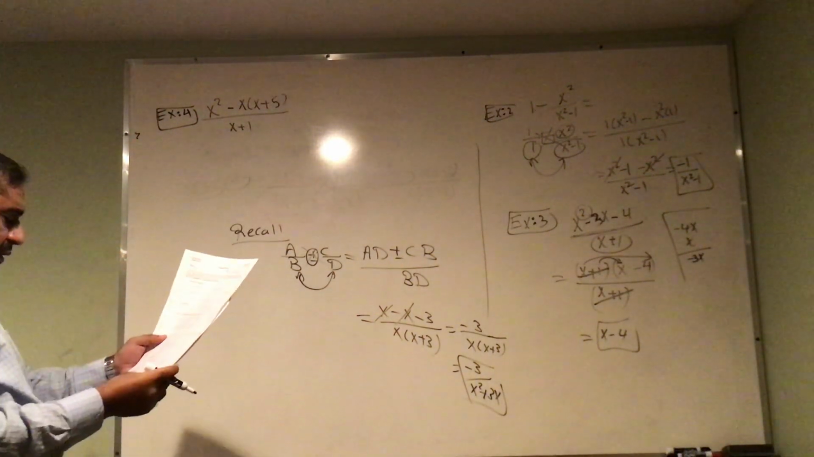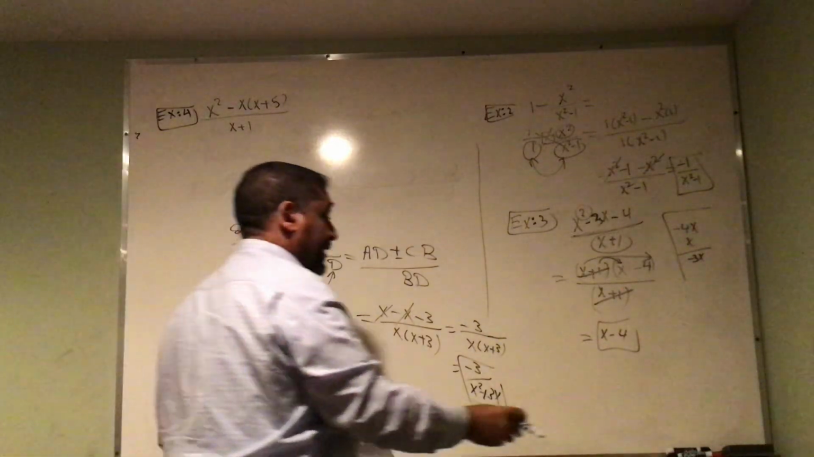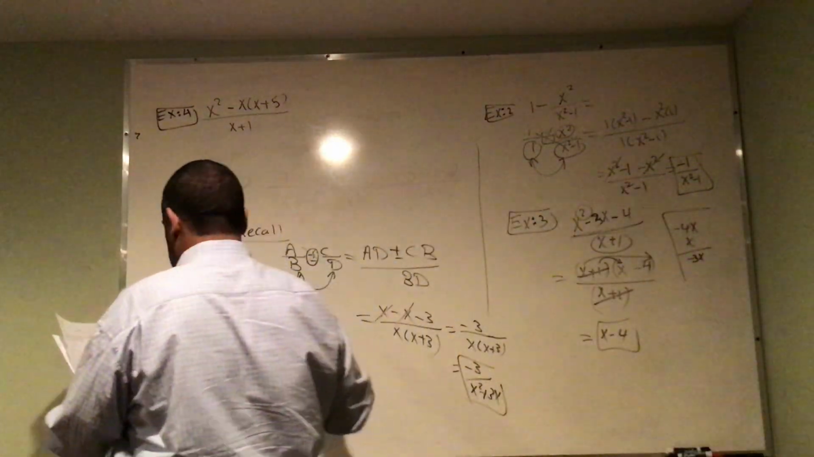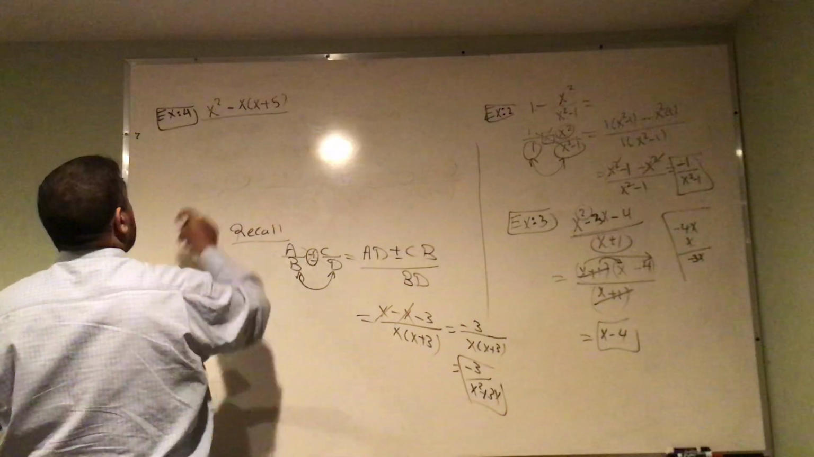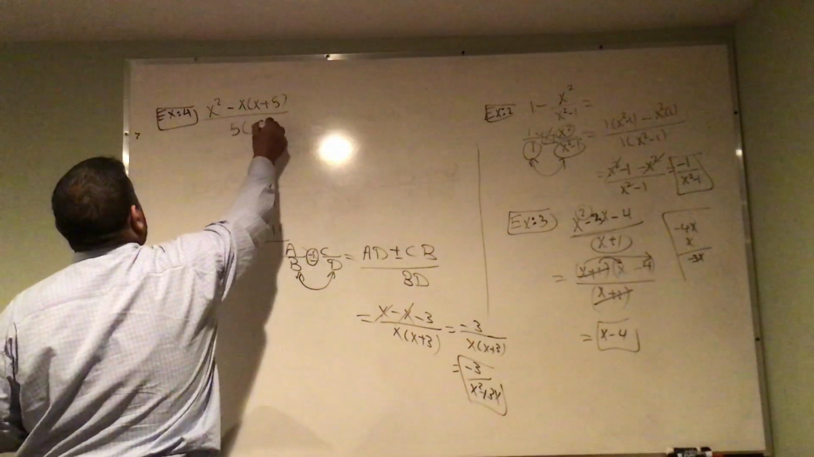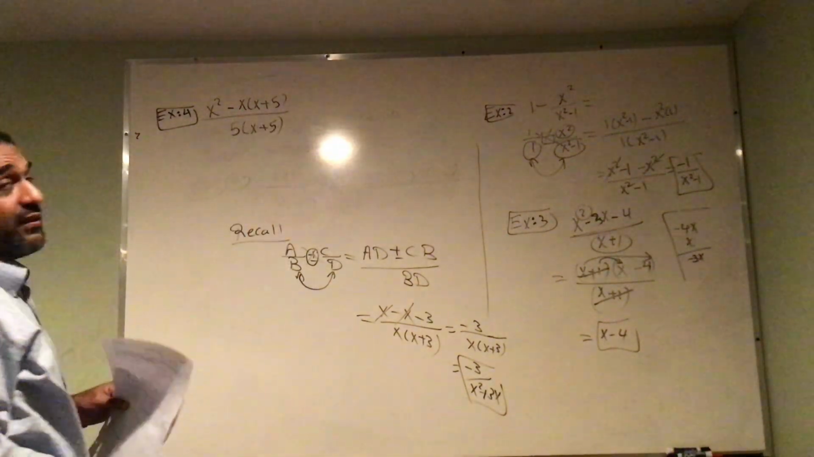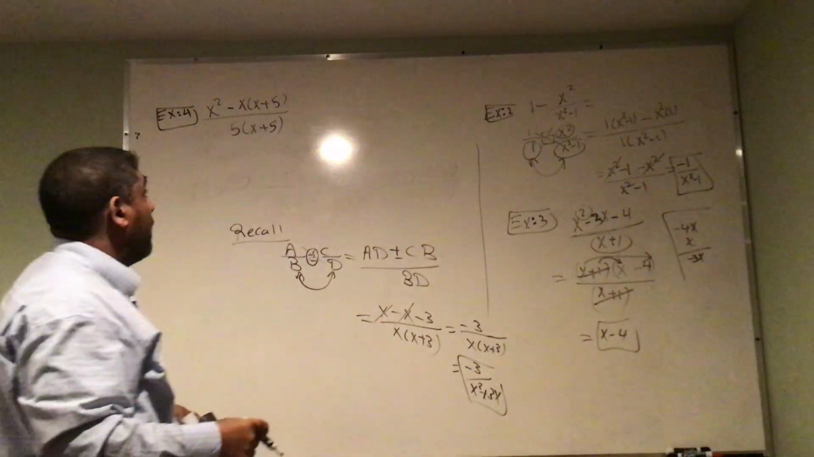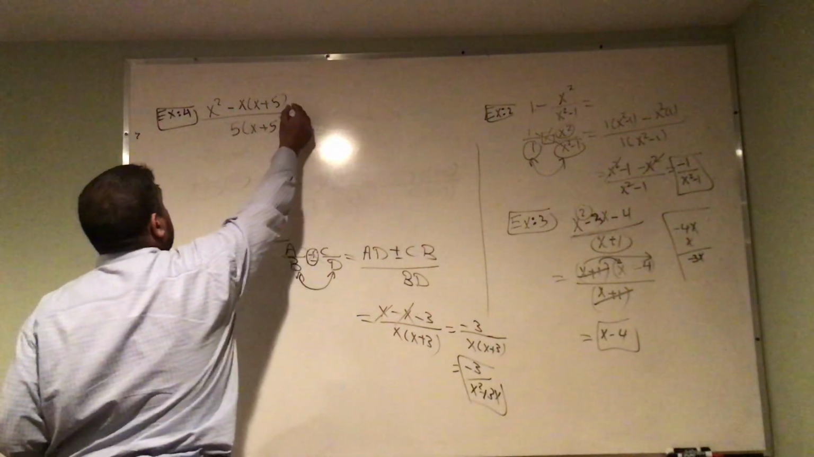So sorry, the whole thing divided by 5 multiplied by x plus 5. So here x, 5 multiplied by x plus 5. So I need to simplify this as much as we can. How to simplify this? Here, just expand the bracket.